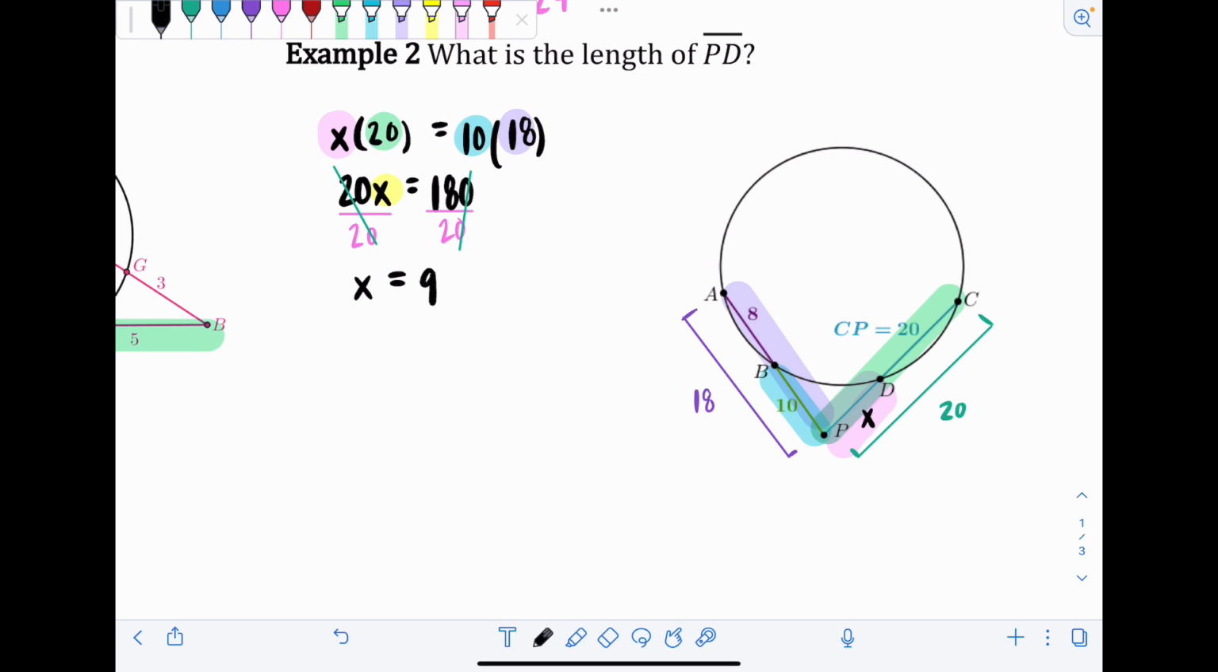And X was what I labeled segment PD. And this question is asking for the length of segment PD. So we'll just say PD, or segment PD, is 9.